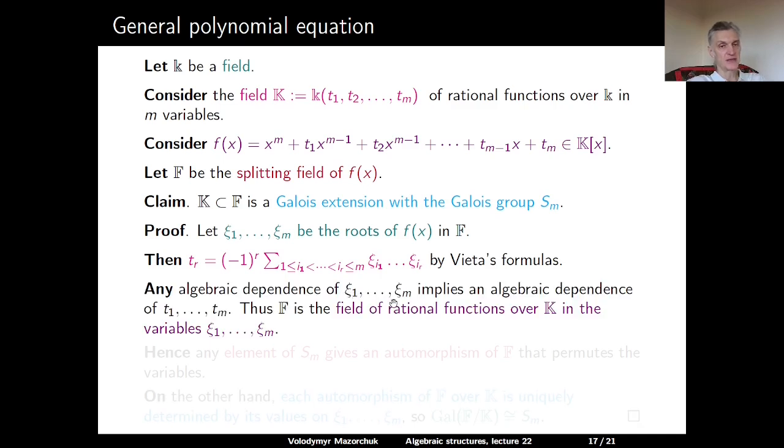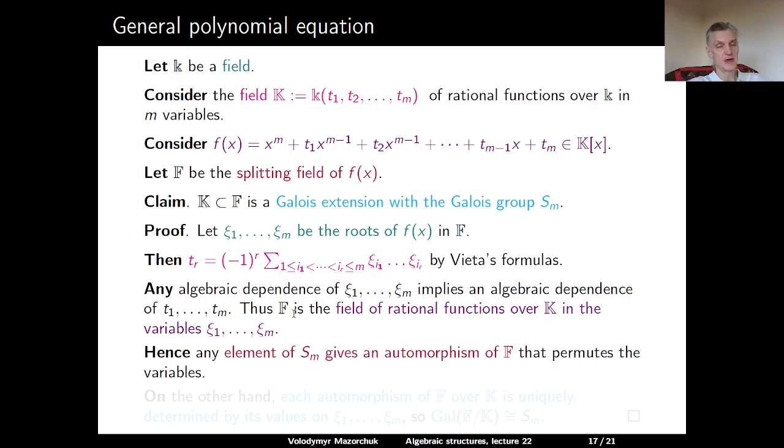Any algebraic dependence between these roots, of course, implies an algebraic dependence of T1 and so on Tm due to these formulas. But then this is not possible because T1 and so on Tm are variables of the field of rational functions, so they are algebraically independent. And this means that our xi1 and so on xim are also algebraically independent, which implies that F is the field of rational functions over k in these variables.